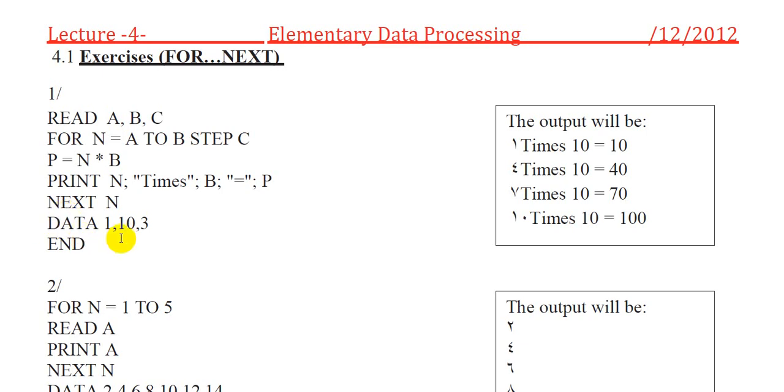For the data 1, 10, 3, exactly for A, B, C respectively, end. The output of this program will be in the following form: 1 times 10 equals 10. 4 times 10 equals 40. 7 times 10 equals 70.